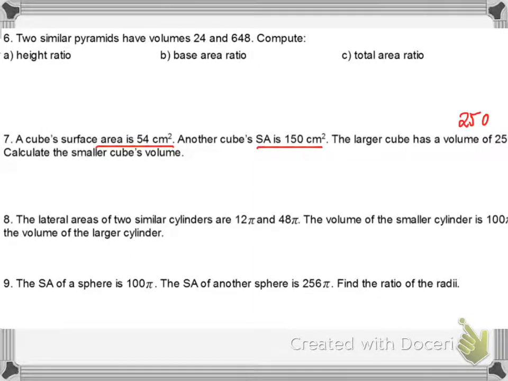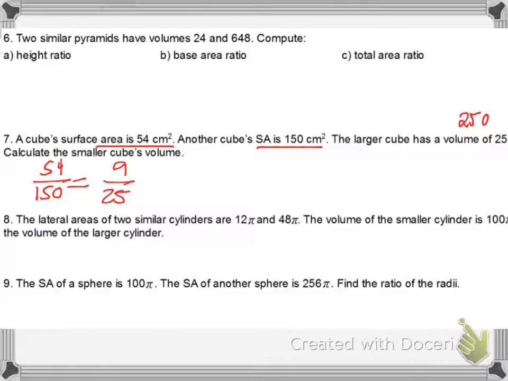Okay, so notice here they're giving us the area of these two. So I'm going to divide these. So I'm going to do 54 over 150 so I can figure out what the scale factor of my sides are. And if you simplify that, you get 9 over 25. Okay, that right there is your scale factor of your area. So to be able to get the new cube's volume, I need to know what the original scale factor was of the dimensions so that I can cube it.